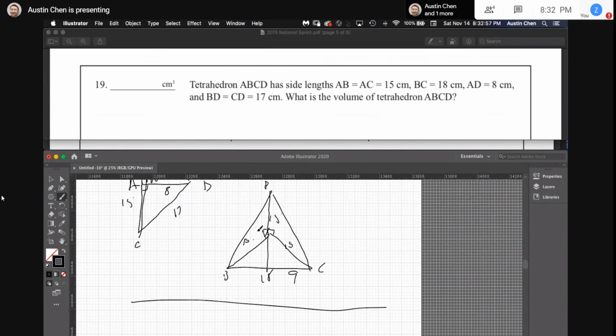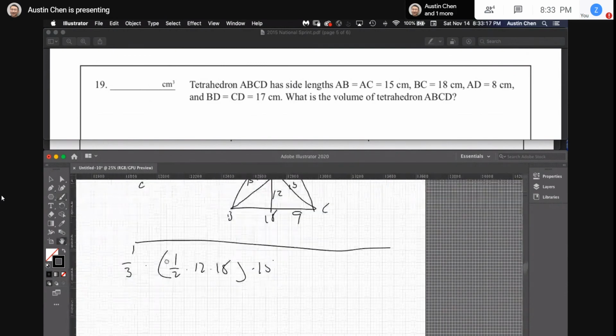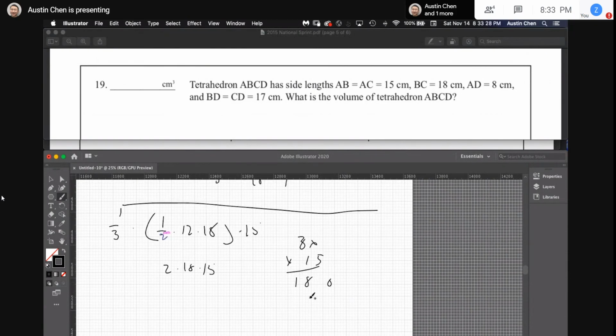Okay, this is an isosceles triangle, so we can drop the angle bisector of A down, then we'll have 9. And this is just 3, 4, 5 scaled up by 3, so this will be 12. So the area of our triangle will be 1/2 times 12 times 18. To find the volume, we multiply this by 15 and then by 1/3. So this will be 2 times 18 times 15, so this is 36 times 15. We can just multiply this out, and then we get 540.